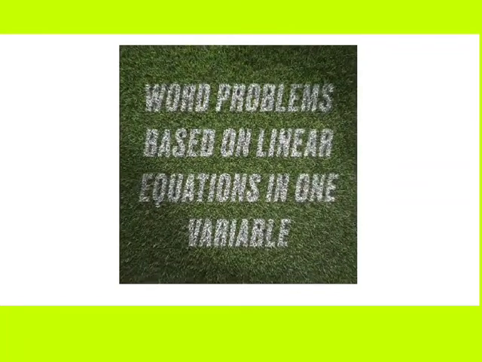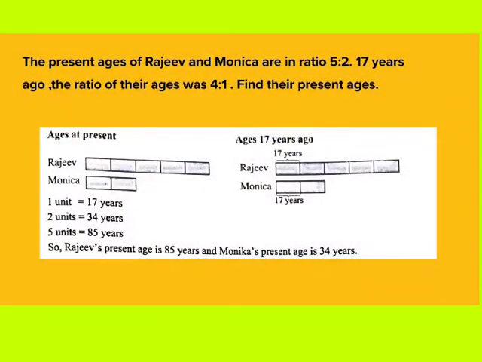Now we will discuss word problems based on linear equations in one variable. The statement is: the present ages of Rajiv and Monica are in the ratio 5:2, and 17 years ago their ratio was 4:1. So we have to find their present ages.